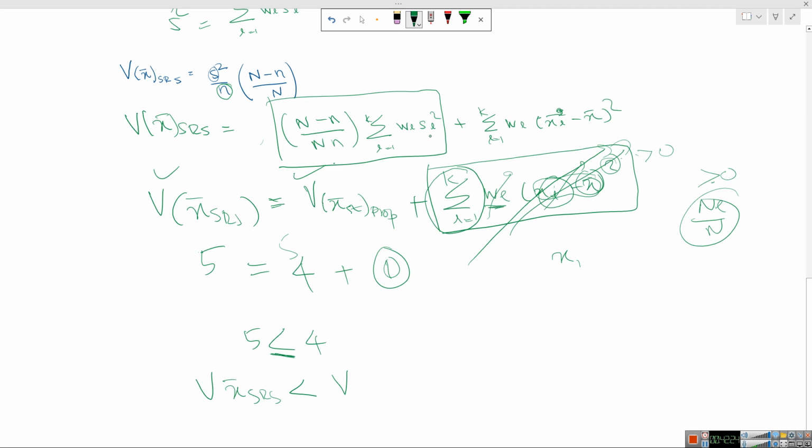Now you see variance of x bar stratified at proportional allocation. That's all. The proof is done. We have completed this part.